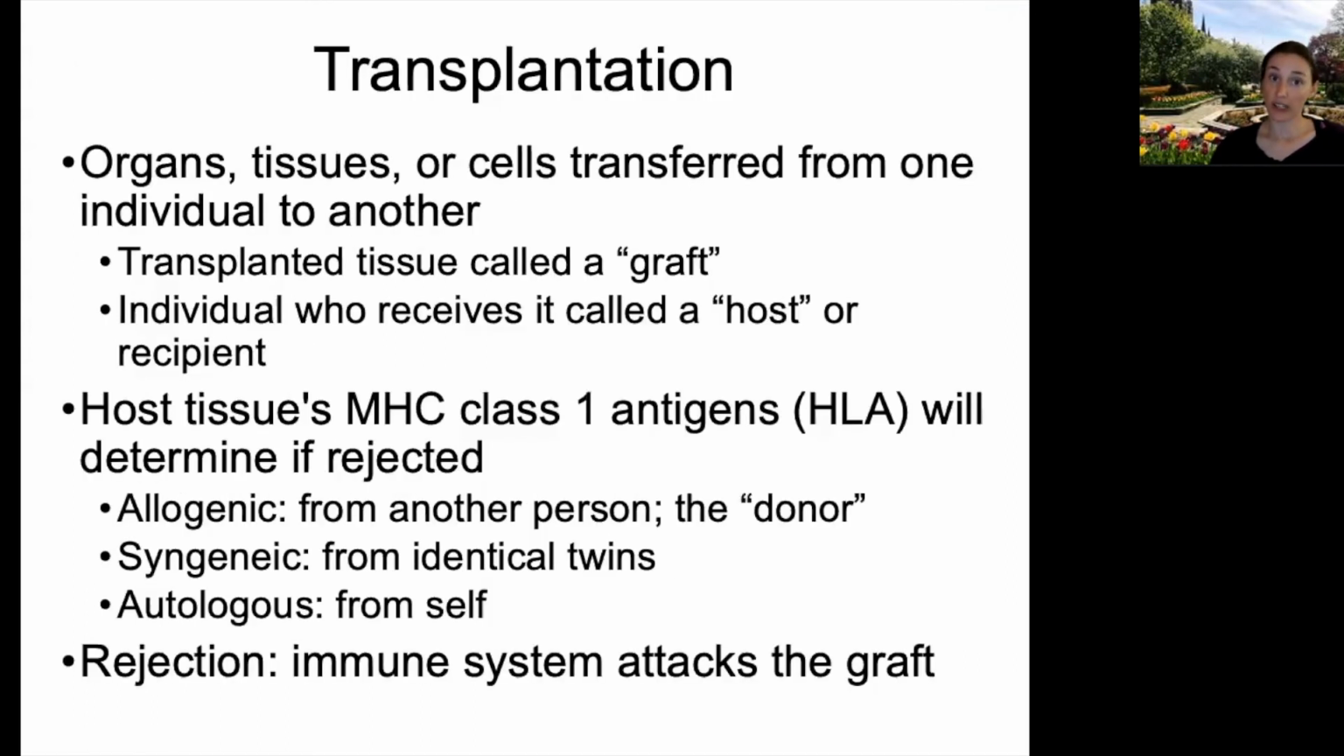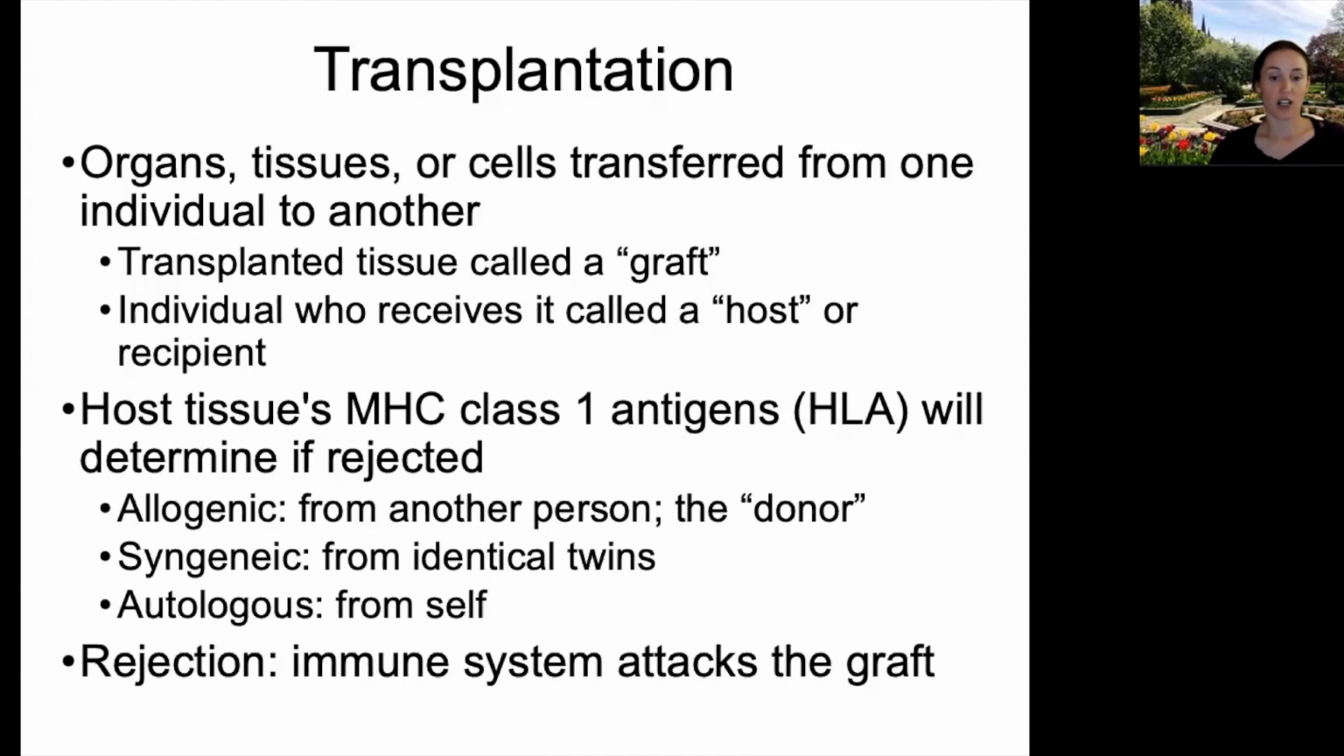Now, when somebody has an organ transplant or tissues or cells transferred from one individual to another, these tissues are called grafts. An individual who receives it is called a host or a recipient. Now, the host tissue has those MHC class 1 antigens on it, and it will determine if something's rejected. Now, if somebody gets a donation from another person or a donor, that's allogenic. It's syngenic if it's from identical twins. Autologous is if the donation is coming from one's own self.